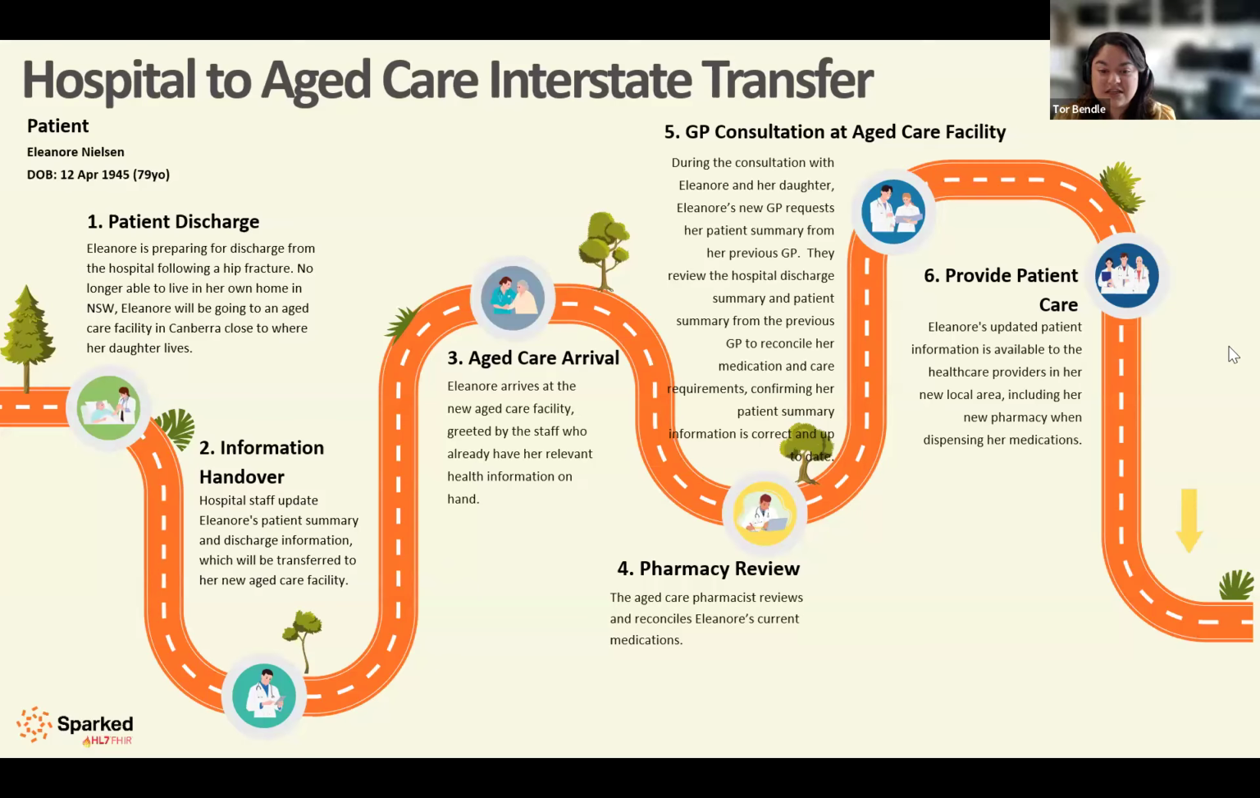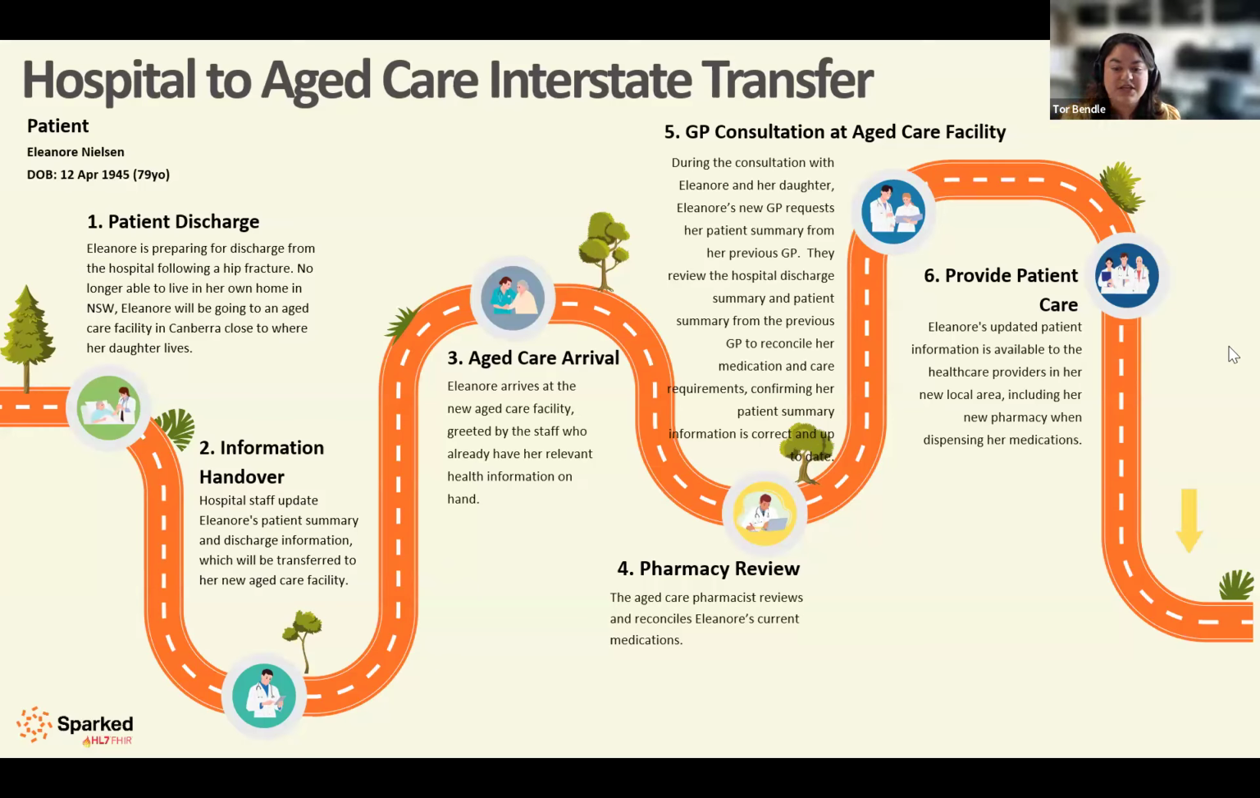So in this scenario, our patient is Eleanor Nielsen. She is an 89-year-old female, and Eleanor is preparing for discharge from a hospital following a hip fracture. She's no longer able to live in her own home in New South Wales, and Eleanor will be going to an aged care facility in Canberra, close to where her daughter lives. The hospital staff update Eleanor's patient summary and discharge information, which will be sent to her new aged care facility.